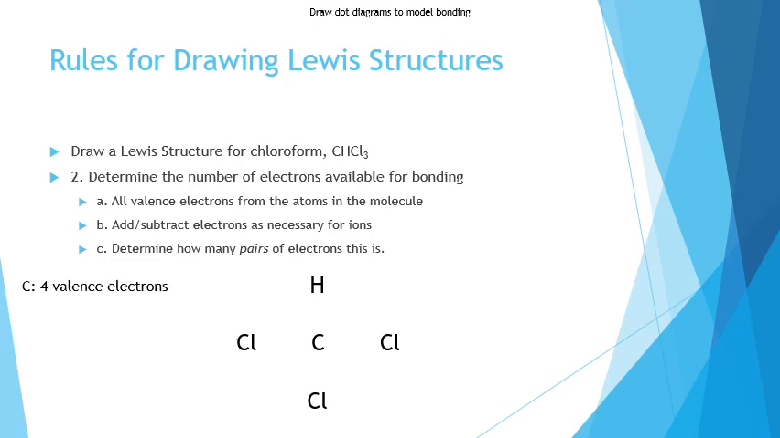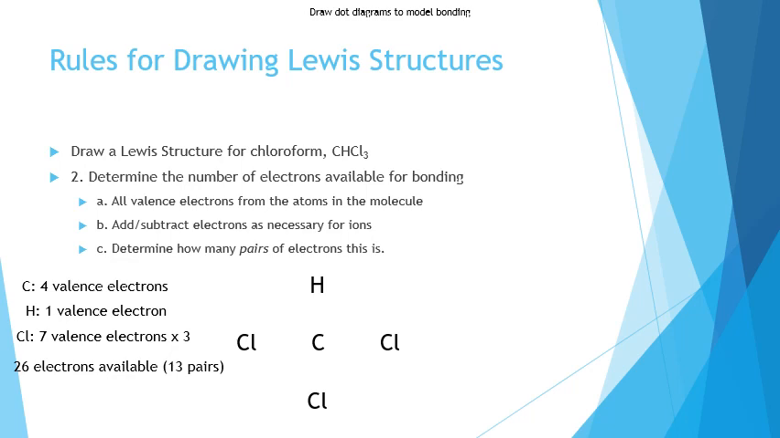So going through the counting here, carbon has 4 valence electrons because it's in group 14. Hydrogen has 1 valence electron because it's in group 1. And then chlorine has 7 valence electrons, but I do need to multiply that by 3 because there are 3 chlorine atoms. So if I add all those up, 4 plus 1 plus 7 plus 7 plus 7, that's going to give me 26 electrons that are available for bonding. Or in other words, that is 13 pairs of electrons. So when all is said and done with my diagram, I have to have 13 pairs of electrons or 26 electrons on this diagram, no more, no less. If it's any more or any less than 13 pairs, my Lewis structure would not be correct.